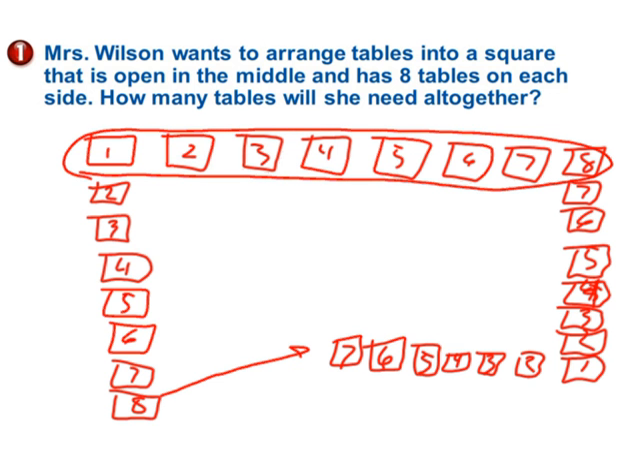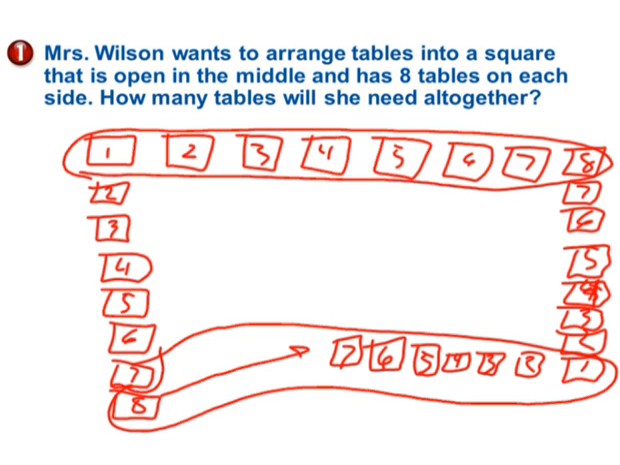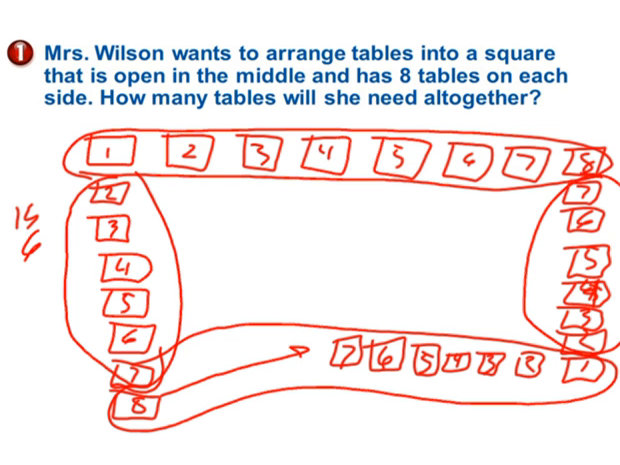If I go across here, there's 8. 8 to here, 8 and 8 is 16 so far. And then I've got this side, which there'd be 6 in. And if I looked at this side, there would also be 6. So 6 plus 6 is 12. 12 plus 16 is 28. We need 28 tables to make this work.